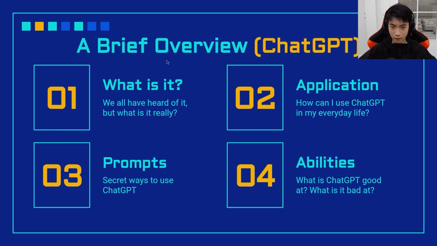So a brief overview of ChatGPT. First, we're gonna look at what is it. Then we're gonna look at how can we use it in our daily life, and we're gonna look at some prompts, some secret ways to use ChatGPT. And last but not least, we're gonna look at the abilities. Stay until the end because there is a bonus section, very fun bonus section. Yes, I made it by myself. But anyways, these are the 4 main sections that we're going to tackle. So let's start off with what is it.